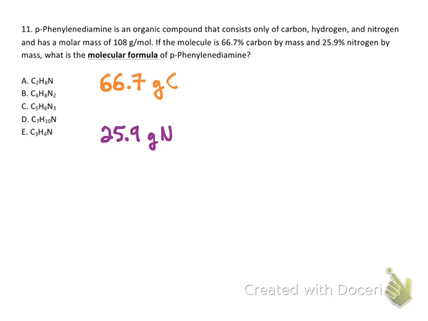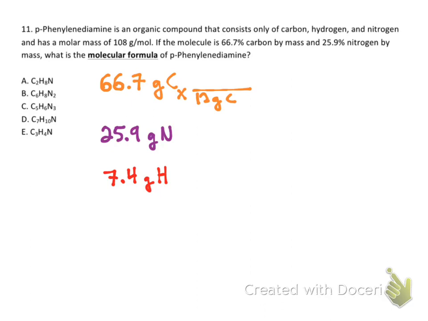So if we add up the 66.7 grams of carbon plus the 25.9 grams of nitrogen, that ends up being 92.6 grams of carbon and nitrogen. Whatever's left over is hydrogen. So we'll subtract that from 100 and we end up getting 7.4 grams of hydrogen. So this is the relative amount, mass-wise, of all of these different elements in this compound. But we need to use the universal currency of chemistry, the mole. So that's what we're going to do.